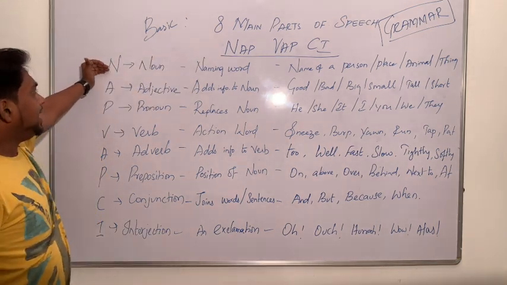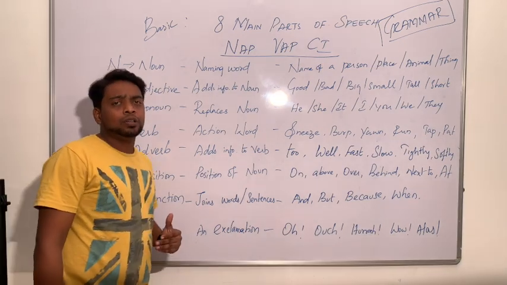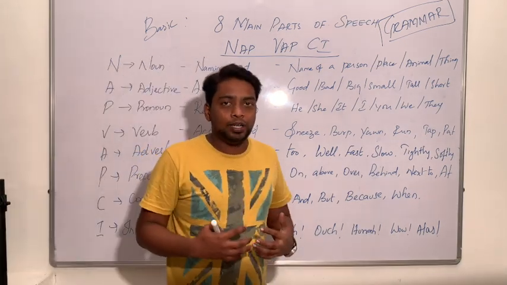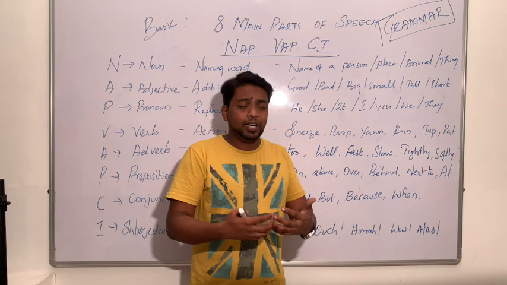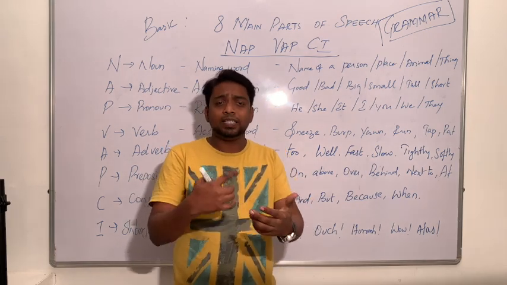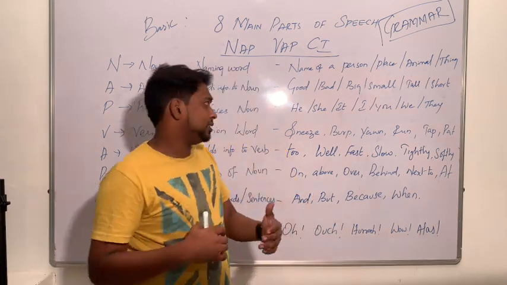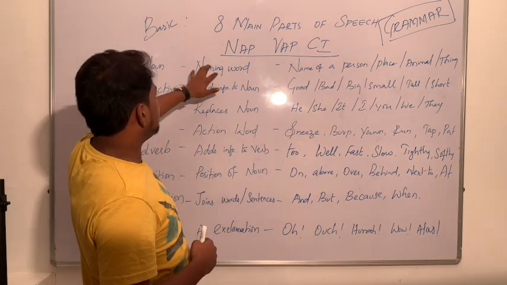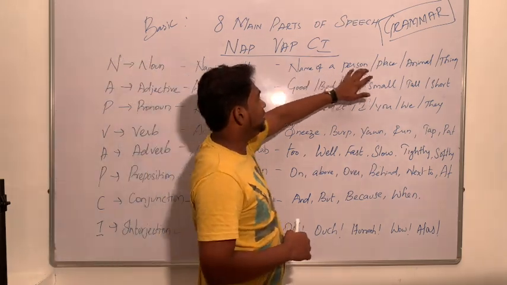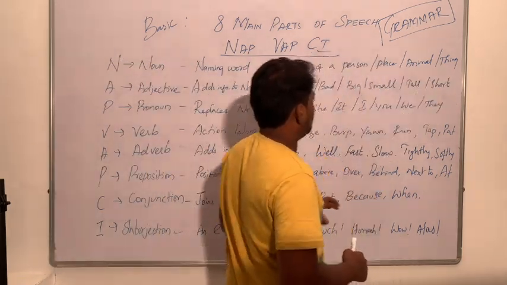NAP, N for noun. What is a noun? Noun is a naming word. It could be a name of a person, place, animal, or thing, right?